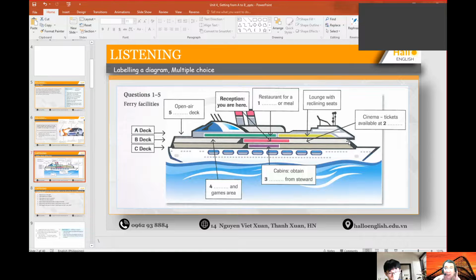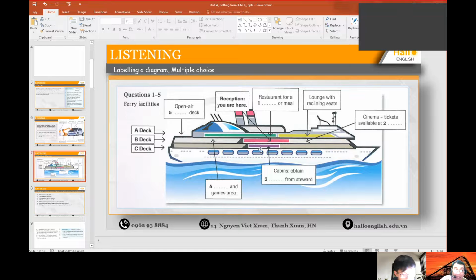Next, look at this: lounge with reclining seats. So in the lounge with reclining seats, what deck is that? That's deck A. Next, number two, cinema. We can find here the cinema tickets available at deck B.